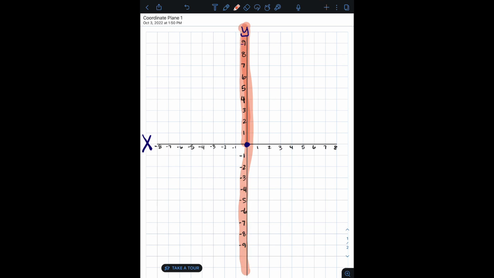So the way that my teacher always told me, that way I never forgot, was this one is the y-axis. And so I've never forgotten that. It is the vertical one. Let's go ahead and look at a couple of these.